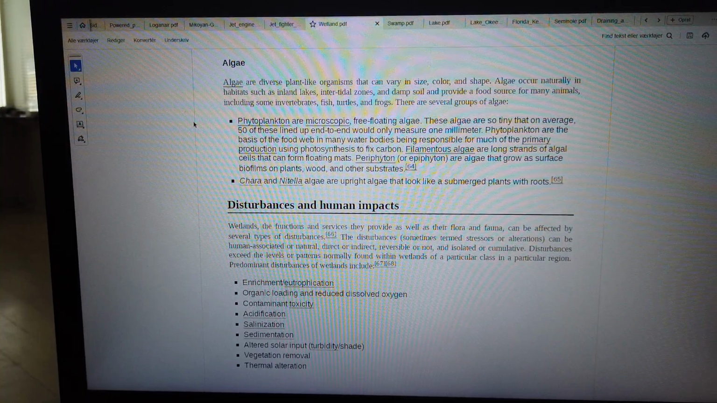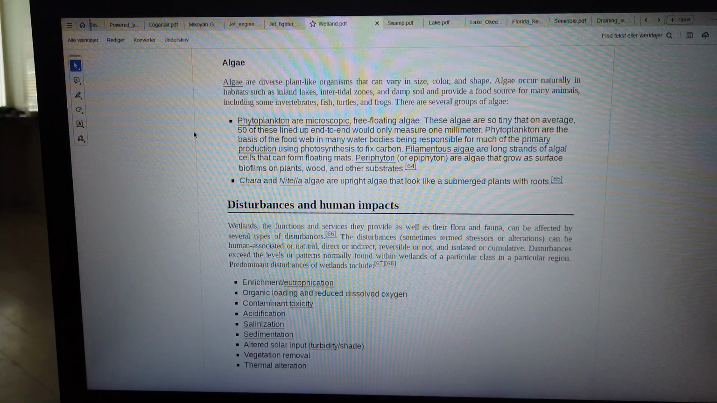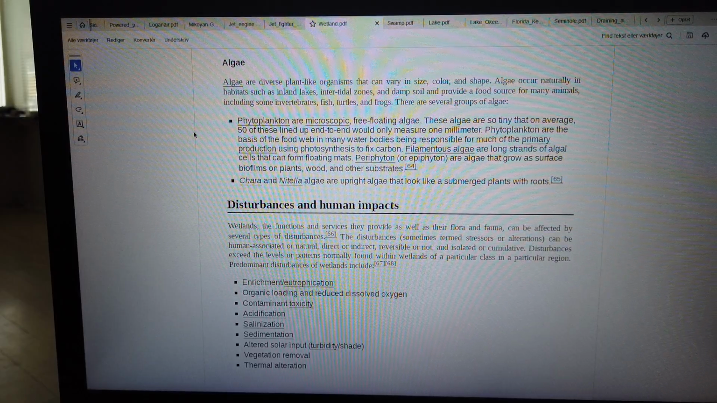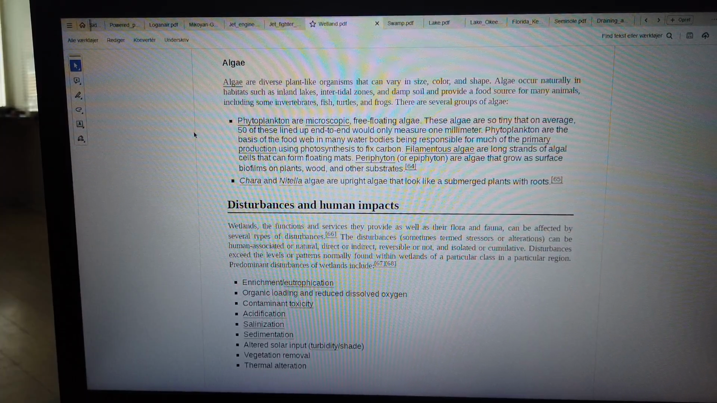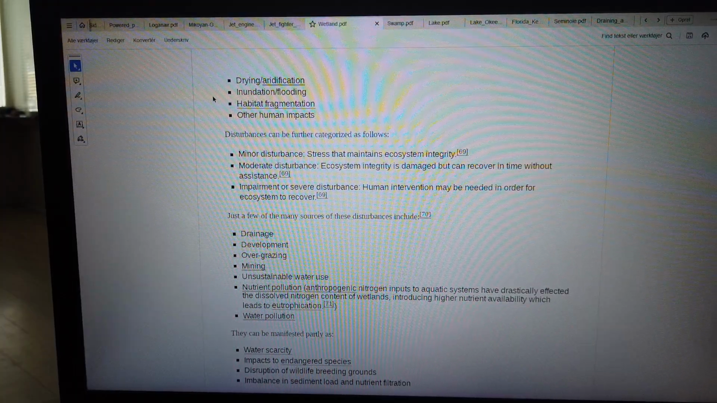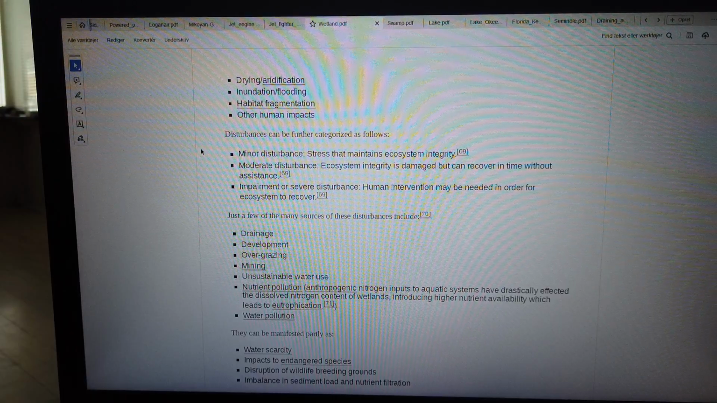Predominant disturbances of wetlands include enrichment / eutrophication, organic loading and reduced dissolved oxygen, contaminant toxicity, acidification, salinization, sedimentation, altered solar input, turbidity / shade, vegetation removal, thermal alteration, drying / aridification, inundation / flooding, habitat fragmentation, other human impacts.